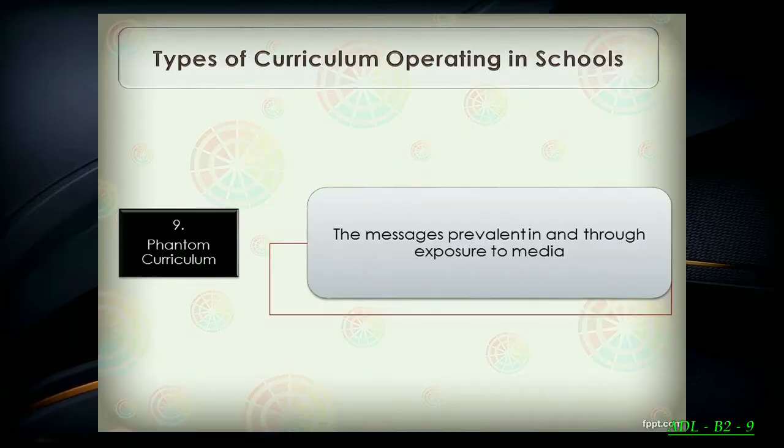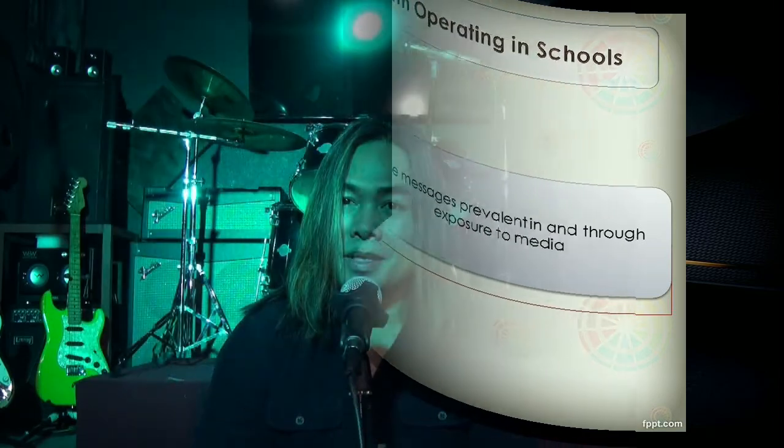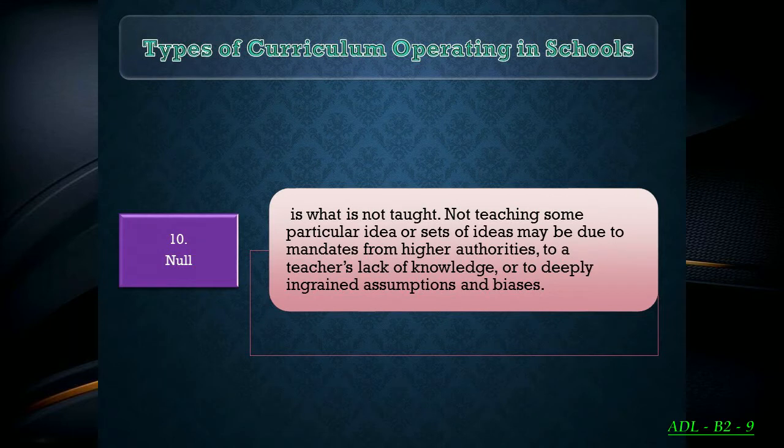The type of curriculum number 9 is phantom curriculum. What is this? The messages prevalent in and through exposure to media. And we know already our children today, they are very much exposed to media. The type of curriculum number 10 is called null. What is null? Null is what is not taught.